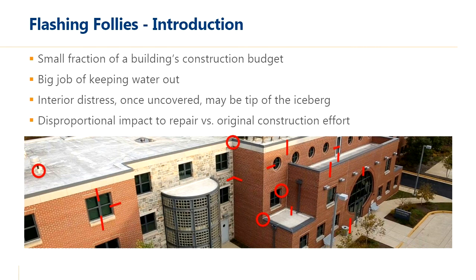Interior distress, once uncovered visually or once it becomes affecting operational aspects, may just be the tip of the iceberg of what you're seeing within the wall assembly. And they can really have a disproportional impact to repair them versus getting them right the first time during the original construction effort.